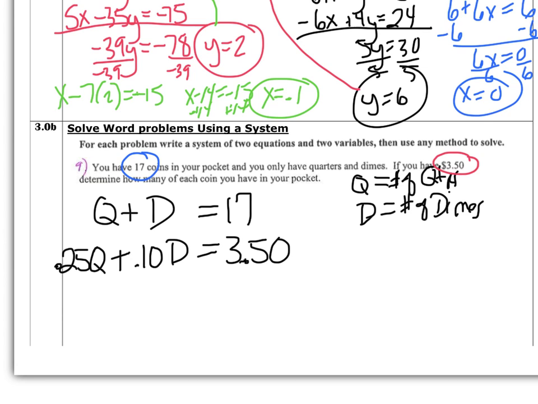This one works pretty well for substitution. I would suggest using the first equation and either solving for Q or solving for D. Why don't we go ahead and solve for D, and then we'll substitute that in. So to get D by itself, I'm going to subtract Q from both sides. And that's going to leave us with D equals 17 minus Q.